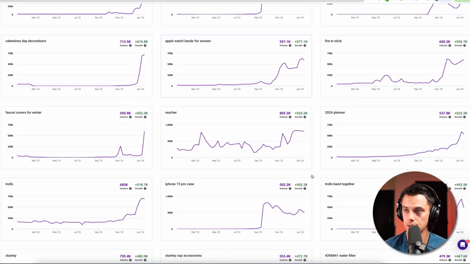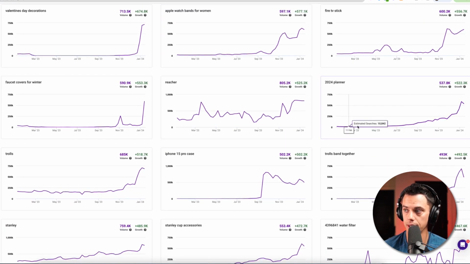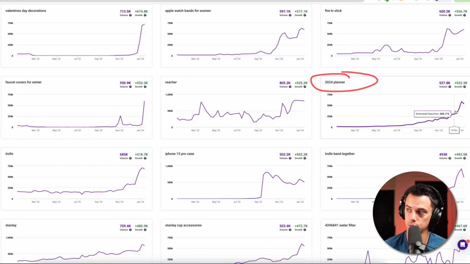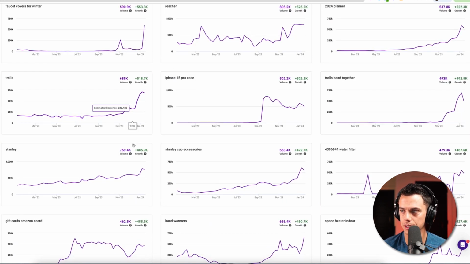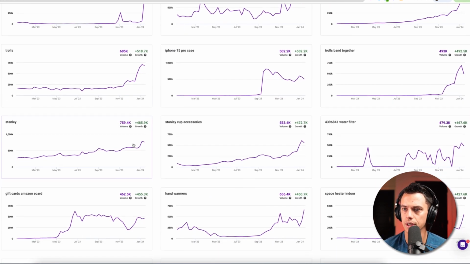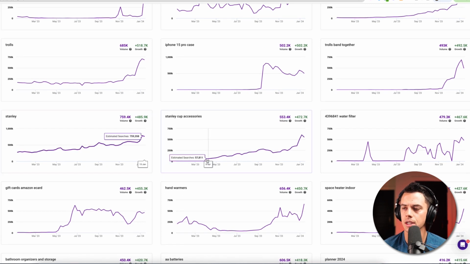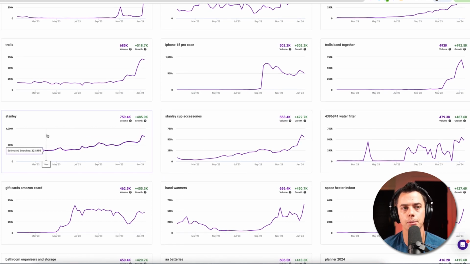But we can see some other stuff here that has slowly grown, like 2024 planner. The demand throughout the year of 2023 slowly increased until it reached a major spike right there at the beginning of 2024. And now we can see it's actually starting to dip back down, which makes total sense. So we can analyze these different topics here. And as we scroll, we can see what is showing good, consistent, emerging growth over the past 12 months.